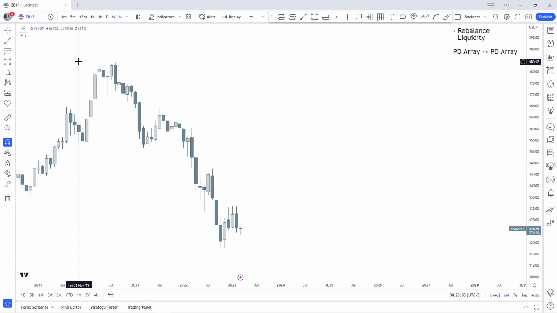I always start off my analysis with the bonds. This is ZB1, the 30-year treasury bond. Then you also have the 10-year treasury bond and the 5-year treasury bond. For simplicity's sake, we're just going to stick to the 30-year treasury bond. And next we're going to move to the dollar.